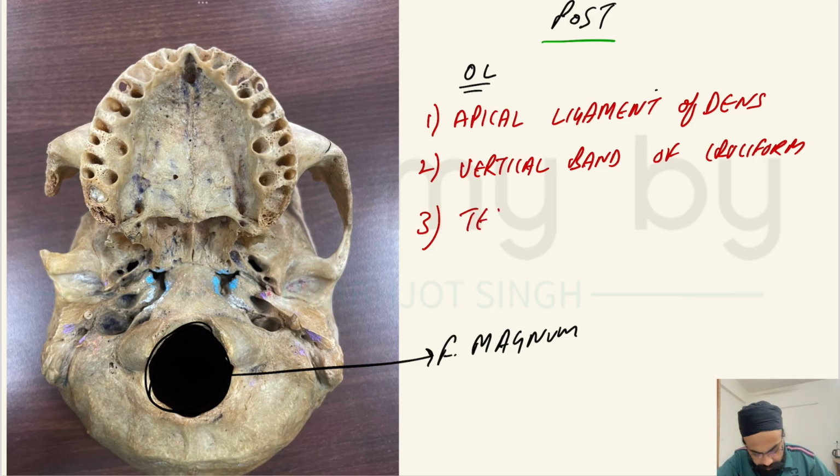And the third is the tectorial membrane, which is the continuation of the posterior longitudinal ligament of the vertebral column. So what are these structures?